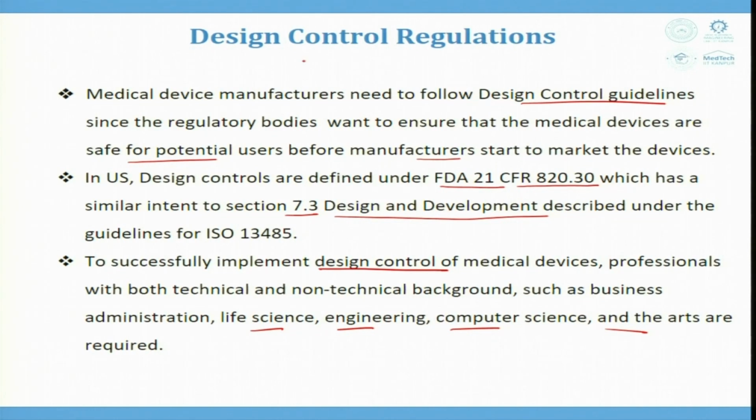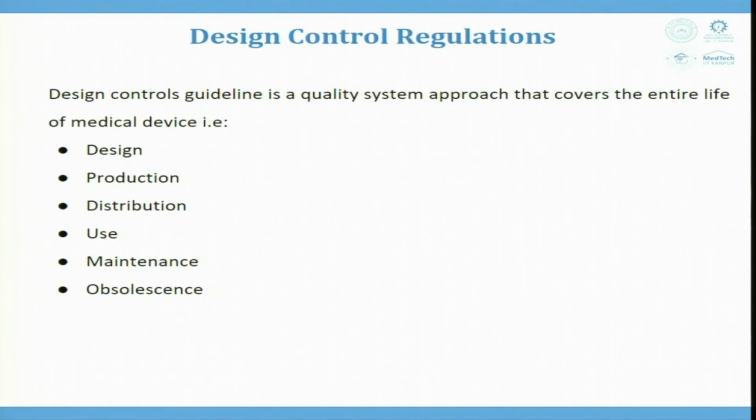So, for the design control regulations, there are certain guidelines which are given by different stakeholders, different parts of the designers or different fields, as mentioned here. They help in the design control. The design control guideline is a quality system approach that covers the entire life of the medical device, that is the design, production, distribution, then use by the doctors or whoever is using it, then maintaining it, and obsolescence. If it is obsolescence, then disposal or after-use part is also covered here.